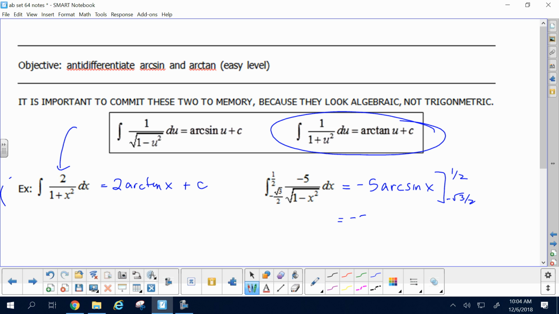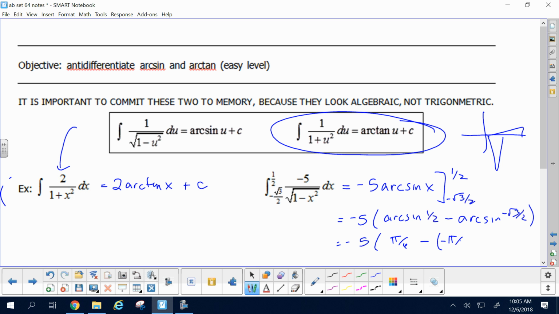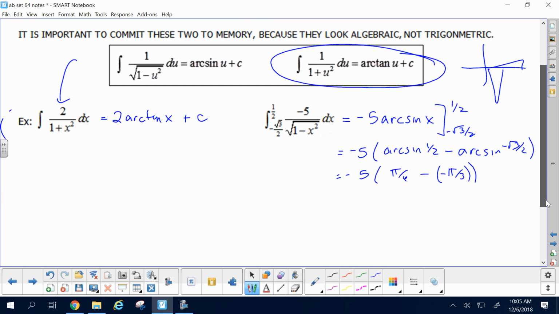Requires a little bit of trig skill on your part. What is the arc sine of a half? Which asks, at what angle is sine 1/2? Pi over 6. Okay? Minus arc sine of -√3/2, which asks at what angle, in the appropriate quadrant, is sine -√3/2. -π/3. Now that's minus -π/3, so it actually ends up as plus π/3.